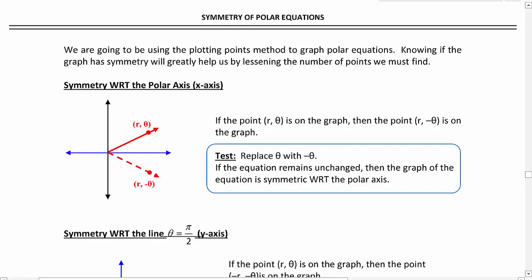Our first type of symmetry in polar coordinates is symmetry with respect to the polar axis. Remember that the polar axis coincides with the x-axis. So we see if the point r theta is on the graph, then the point r negative theta is also on the graph. So our test for this type of symmetry is to replace theta with negative theta. And then you're going to clean up the equation. If the equation remains unchanged, then the graph is symmetric with respect to the polar axis. And when I mean unchanged, it's that you get back to the original.